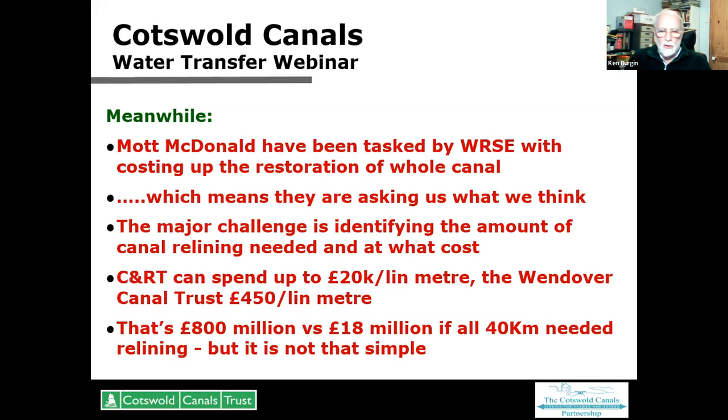Now, we've got 40-odd kilometres of canal here that may need relining, and whether it does or it doesn't is not a simple question either. And that makes the difference between 800 million and 18 million. So optimising how the canal would be relined and finding out how much of it actually needs relining is a rather important question, because nobody's going to want to spend 800 million. 18 might be doable.